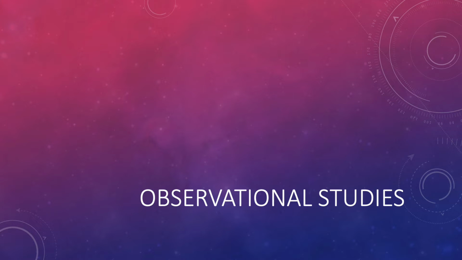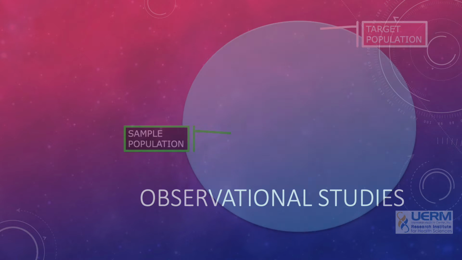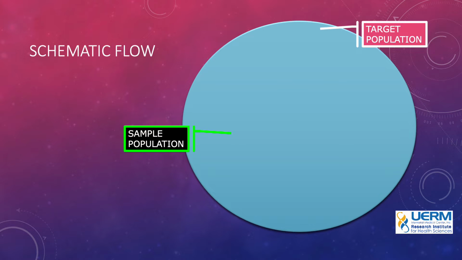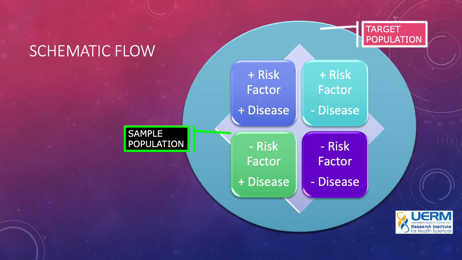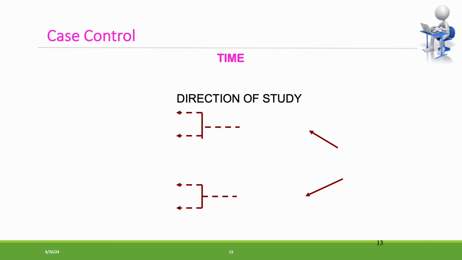So next, we go to observational studies. So in observational studies, you start with your target population. Then from a bigger target population, you select a smaller sample population using your inclusion and exclusion criteria. Then this sample population are grouped either with or without the risk factor or without the disease or outcome.